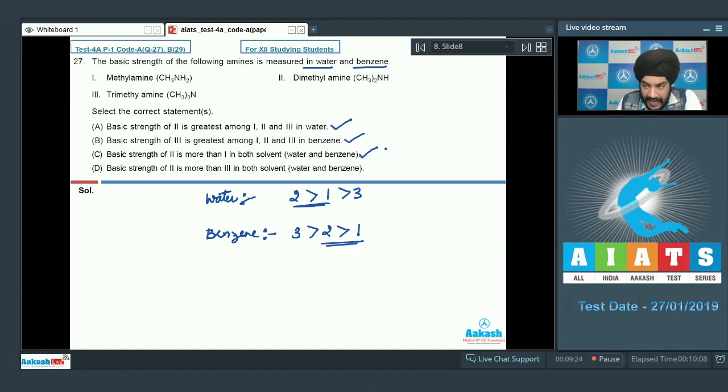And if we talk about the last statement which is given to us, basic strength of 2 is more than 3 in both solvents. This statement is incorrect, students. In benzene, which is the non-polar solvent, the basic strength of the trimethyl derivative is greater than the dimethyl derivative. So for this question, we have to select the correct statements and we have to mark option A, B and C as the correct answer to this question. Let us look at the next question now.